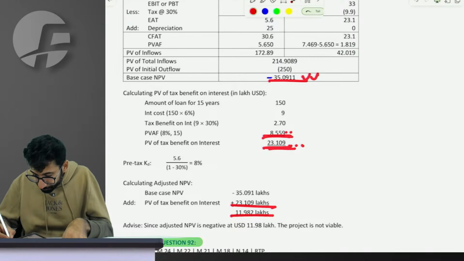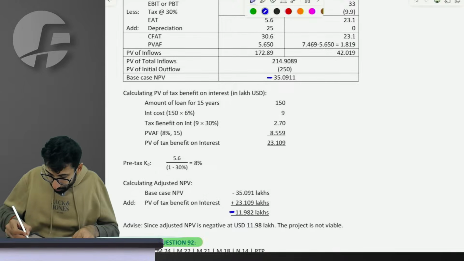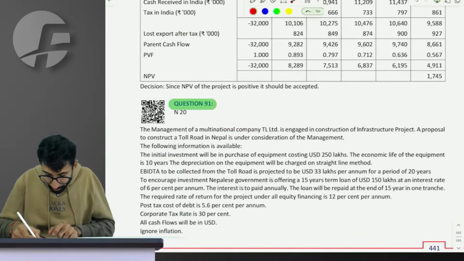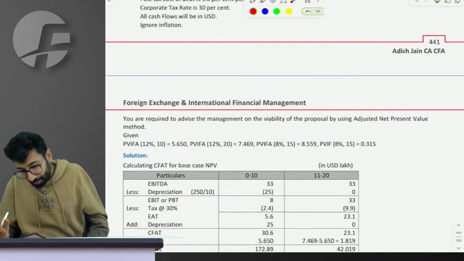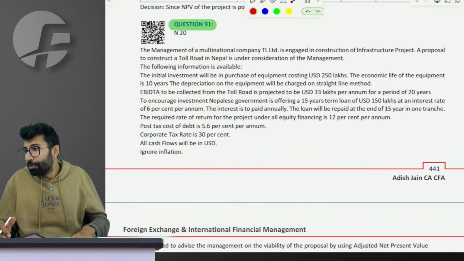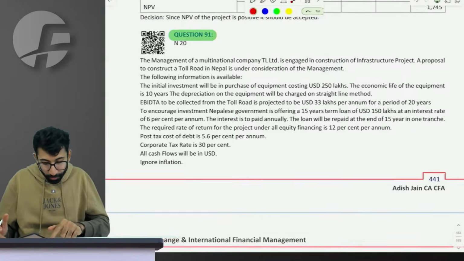Overall, I end up having adjusted NPV negative and the project is not viable. That is how question number 91 is being solved. I hope you are able to understand that it is an application of the concept that you have learnt.